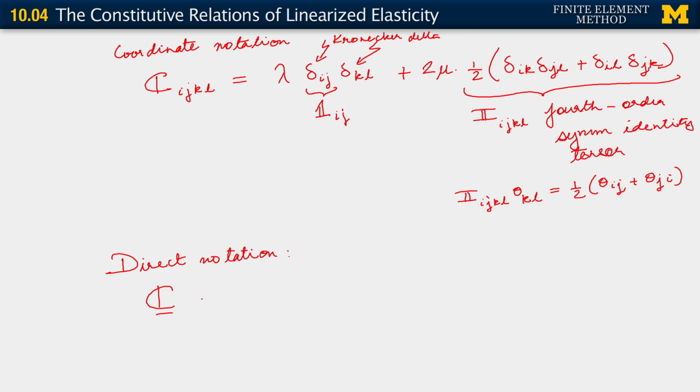C equals lambda 1 dyadic 1. That's the dyadic product, and to know what it is, just look at the direct notation. That's what it means. I often call this the tensor product. Plus 2 mu times the fourth order identity, symmetric identity. Note that because each of these ones is a second order tensor, their dyadic or tensor product gives us a fourth order tensor. So this is direct notation.